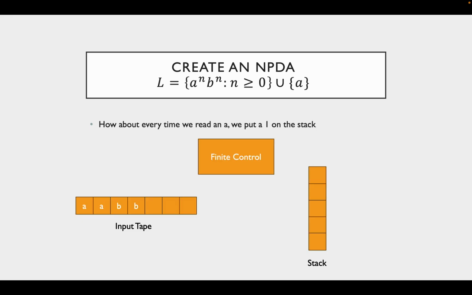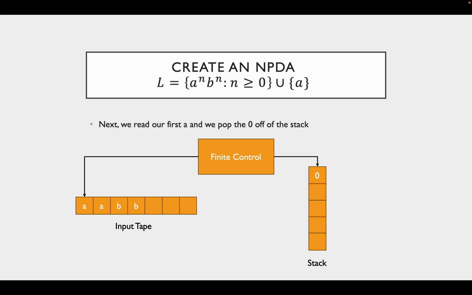How about every time we read an A, we put a 1 on the stack? These 1s will act like counters. So every time we see an A, we'll add another 1. So our stack will literally be a count of A's. There will be as many 1s on the stack as there are A's in our input. First, we have to start with our stack start symbol. We're going to use 0 in this example as our stack start symbol.